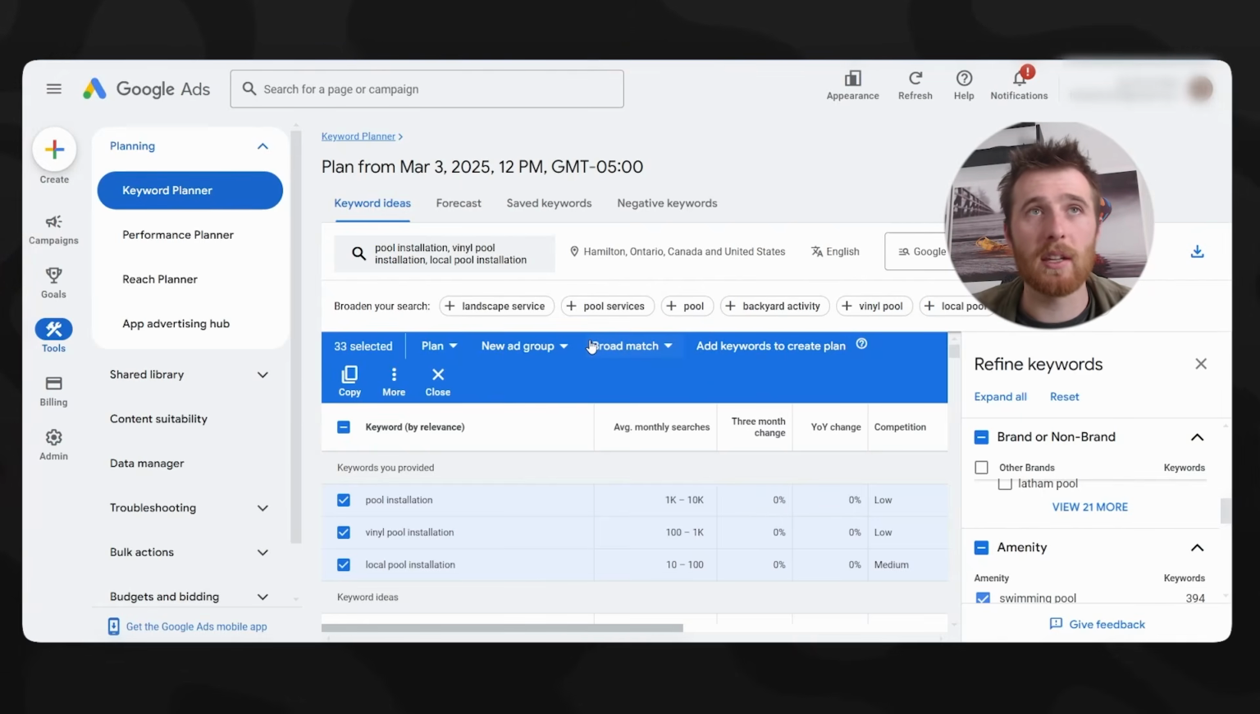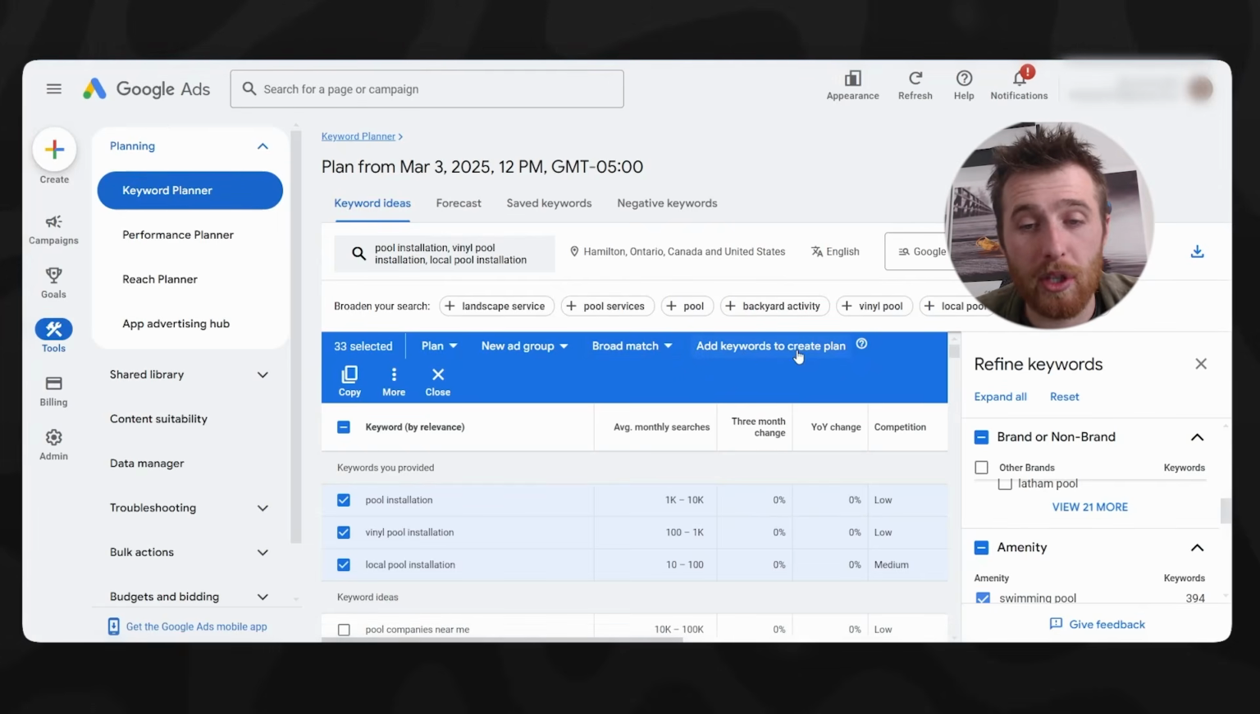None of them are organized. There's no good ads that are actually targeting any of these keywords, because there's no actual themed ad groups. This is something that's super important and a lot of people overlook it. So what we're going to do is hit add keywords to create plan here.